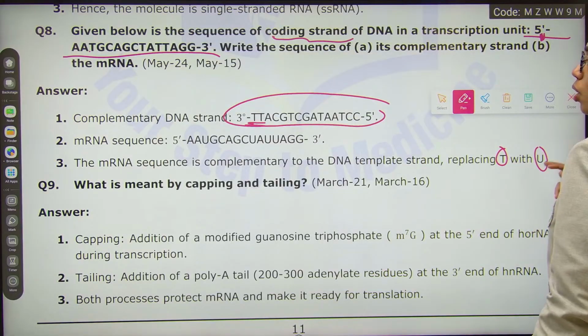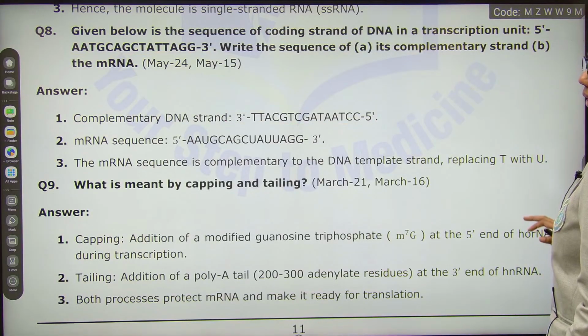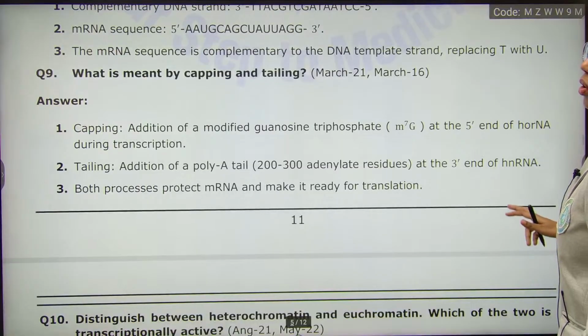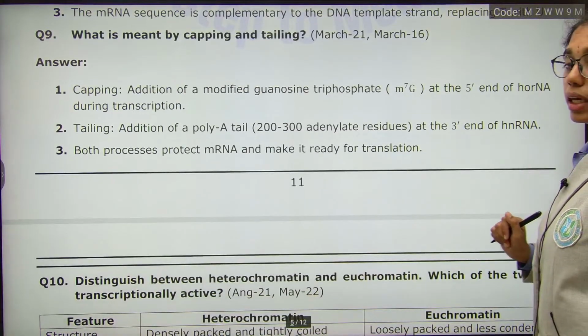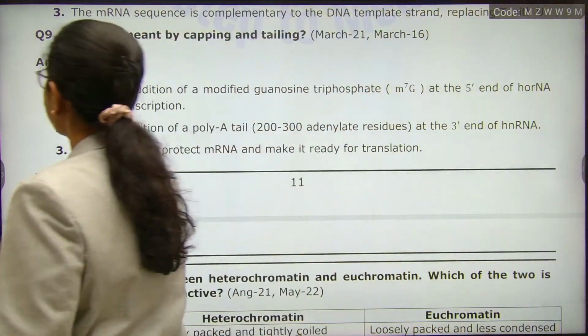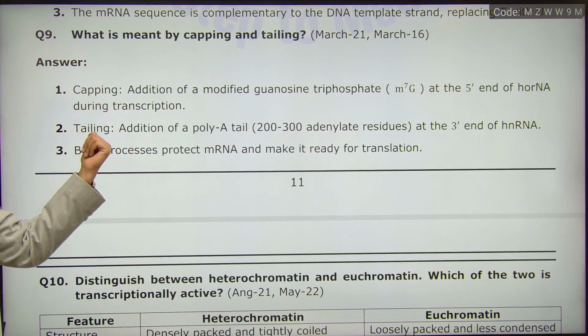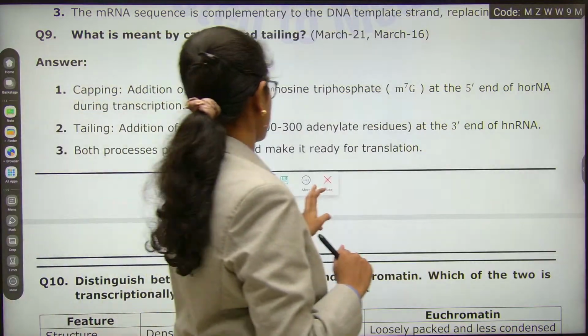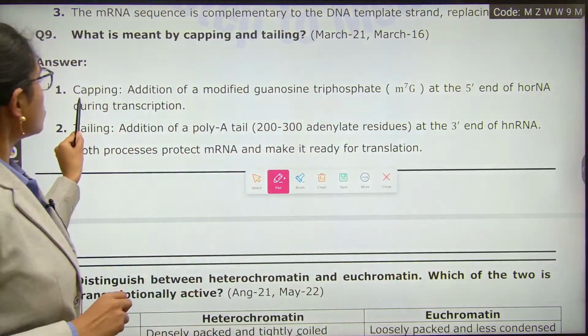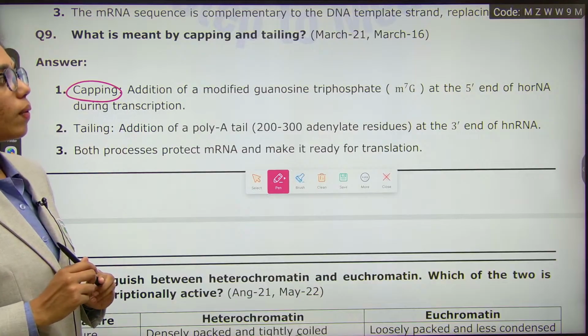Clear till here? What is meant by capping and tailing? Asked in March 2021 to 2016, a question asked in multiple years. Capping, if you see, is the addition of modified guanosine triphosphate.